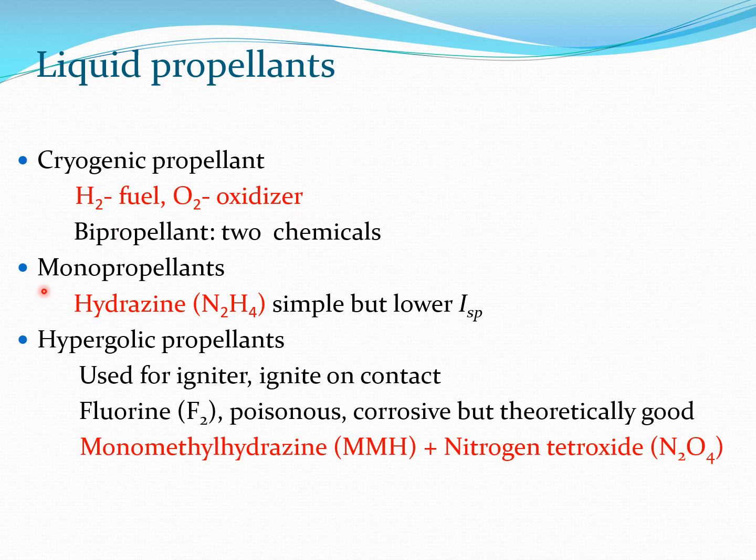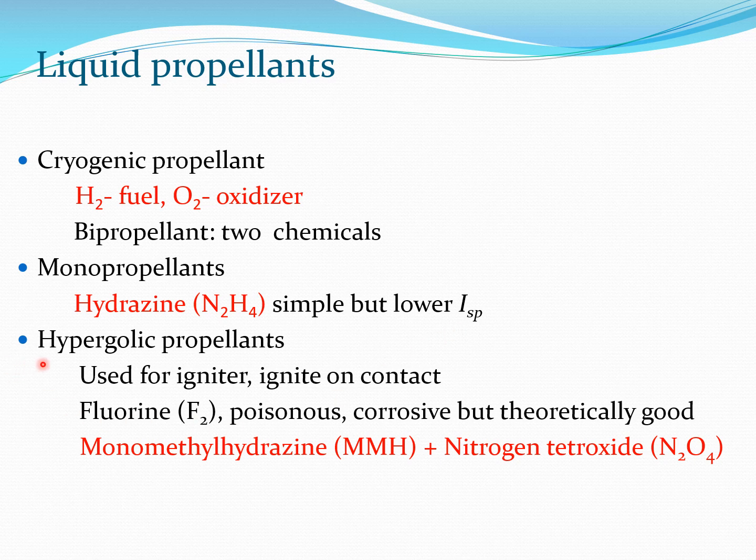Now, there are also certain things known as monopropellants. For example, there is hydrazine, N2H2. This is simple but has lower specific impulse. It's often used for some small rockets and also for the attitude control systems of many rockets where you need to only generate a small amount of thrust every now and then.